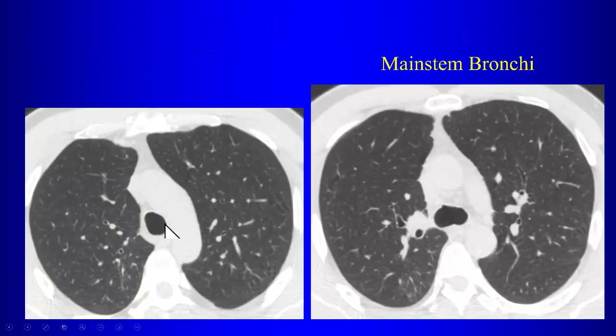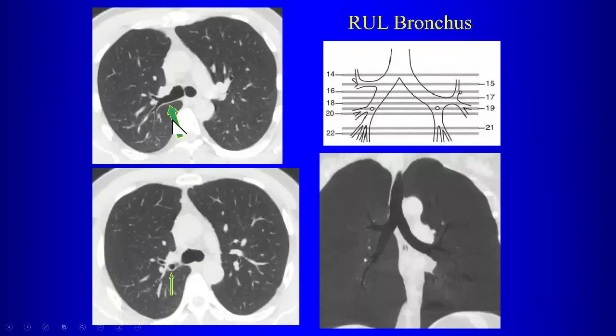So here we have the trachea. Coming down here, we have the right and the left main stem bronchus. When we go down lower, this guy over here is the right upper lobe bronchus. How many segments to the right upper lobe? Three, and they are apical, anterior, and posterior.